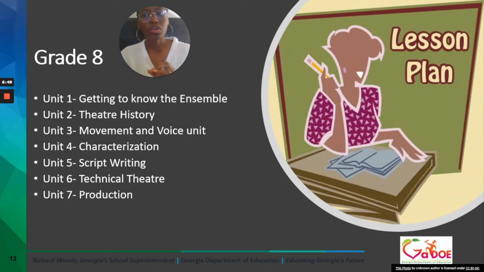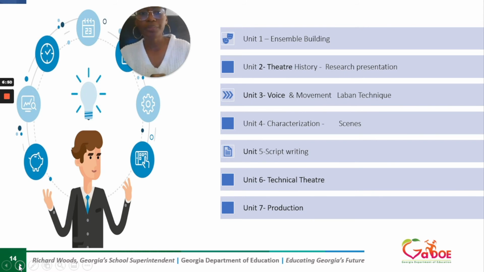Now let's take a look at our grade 8 units. Unit 1, getting to know each other. Unit 2, theater history. This is where the project ideas shift a little bit. As far as theater history, for grade 8, I tend to focus on culture. The students are looking at how theater was used in different cultures, the purpose of it, and the elements of performances.